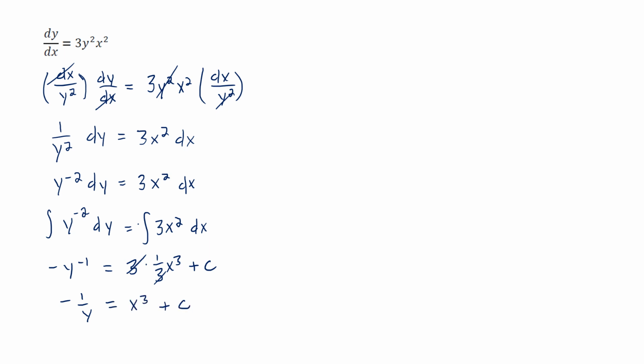Okay, so now I want to get my y by itself. So I'm going to multiply first everything by negative 1 to get rid of the negative sign. So I have negative x cubed minus c. Then y is in the denominator, so I need to flip all of the ratios. So on the right side, I'll flip, and on the left side, I will flip as well.